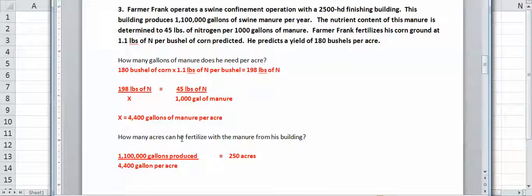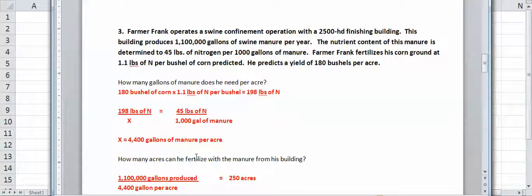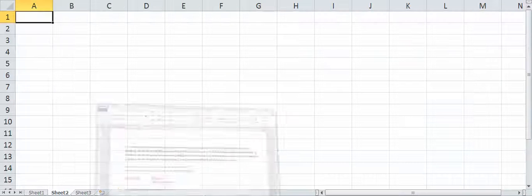So then to figure out how many acres can we fertilize with this building, 1.1 million gallons divided by 4,400 gallons per 1 acre equals 250 acres. So let's go ahead and solve this problem.